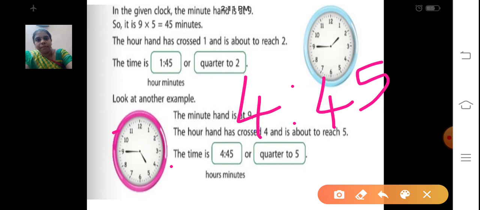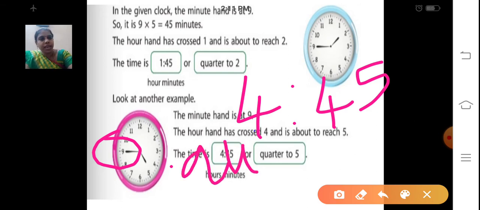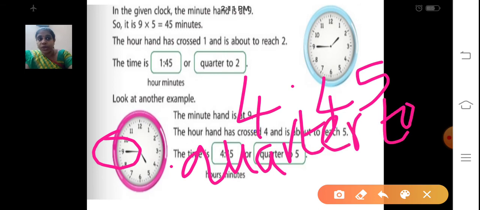If the minute hand is at 9, how to write it another way? Quarter to. Quarter to which time? Quarter to 5. See, if this fully crossed, it is going to be 5, but it is not 5. Only 15 minutes is there to reach 5. So quarter to 5.